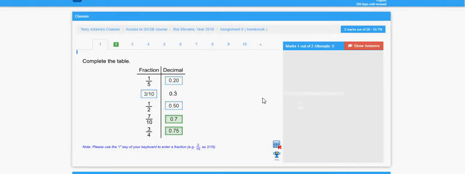Okay, so let's take a look at converting fractions to decimals and percentages. So if we just take question 1. So 1/5, you're quite right, is 0.2, but writing 0 after the 2 doesn't do anything.